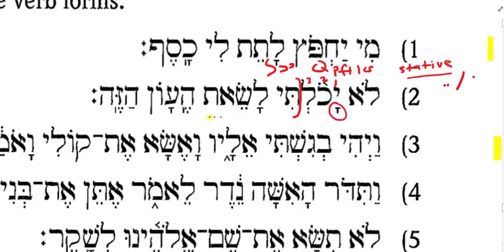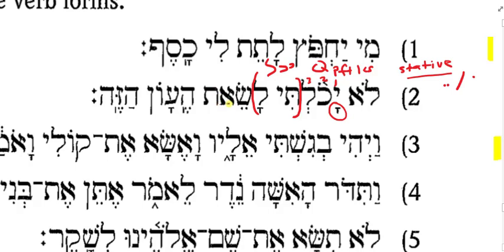Next, I have laseit. What is the form I'm looking at here? I've got a lamed, and as you might remember, when you have a verb that means to be able, it is not uncommon to have a lamed plus an infinitive. So I want to be thinking like that. Anytime you see to be able, you should be looking for a lamed. And if that lamed is the prefix lamed of the preposition, then I'm left with seit here.